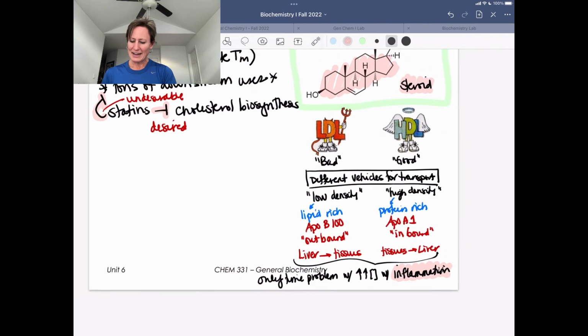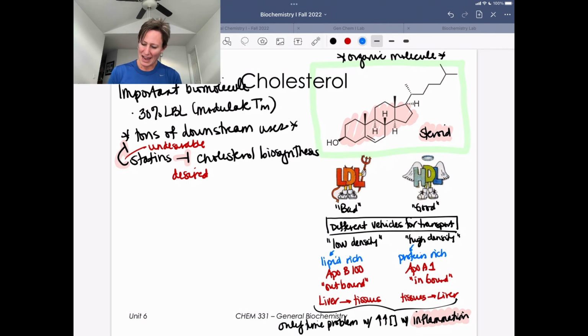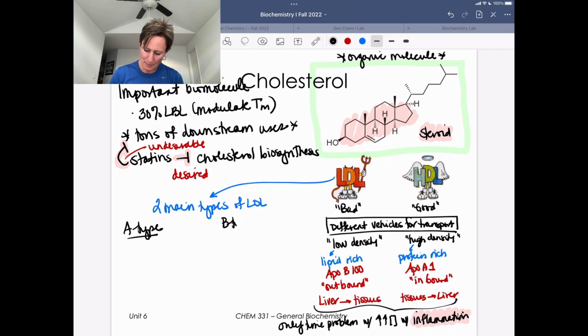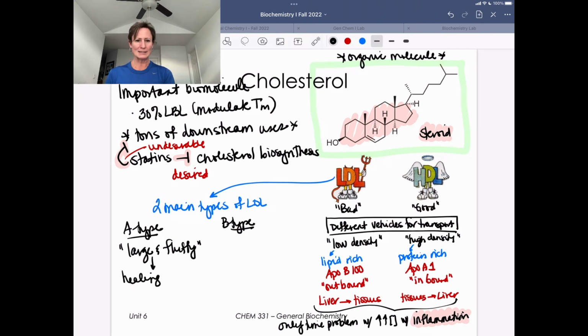Okay, so highlighting one other piece here, I want to talk about the fact that there are two main types of LDL cholesterol. We're going to call them A type and then B type. And this highlights the important piece that just knowing your LDL number is not necessarily the most important thing, because we need to know what subtype of LDL it is. Is it this A type, which we're going to call large and fluffy? I know that's very non-scientific, but these large and fluffy LDL particles are really important because they are involved in lots of cellular healing. These B type are what we call small dense.